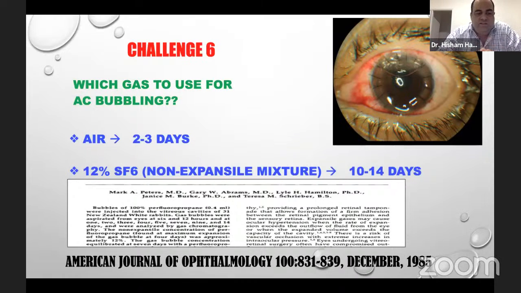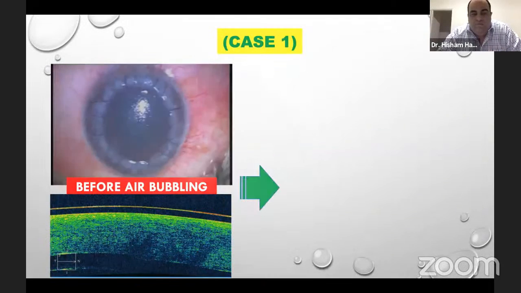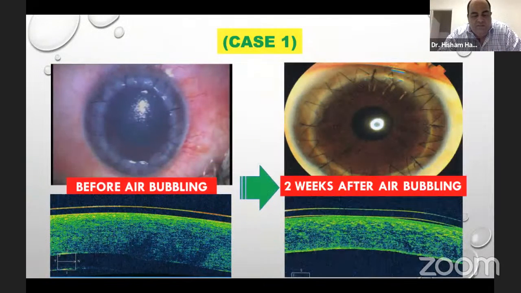The sixth and last challenge is which gas to use for anterior chamber bubbling if Descemet membrane hasn't attached 2 weeks after surgery. And you can see that we can use either an air bubble that will remain 2 to 3 days before total absorption, or better to use a 12% SF6 bubble. This is a non-expansile concentration of the SF6 to let the bubble stay longer, on average 10 to 14 days in the anterior chamber, till you make sure that Descemet membrane has become totally attached. This is the first example before and after anterior chamber bubbling, and see how the Descemet membrane became fully attached and the cloudy cornea has become crystal clear.